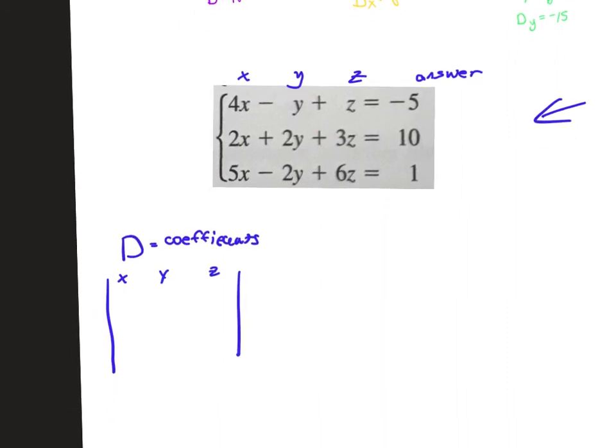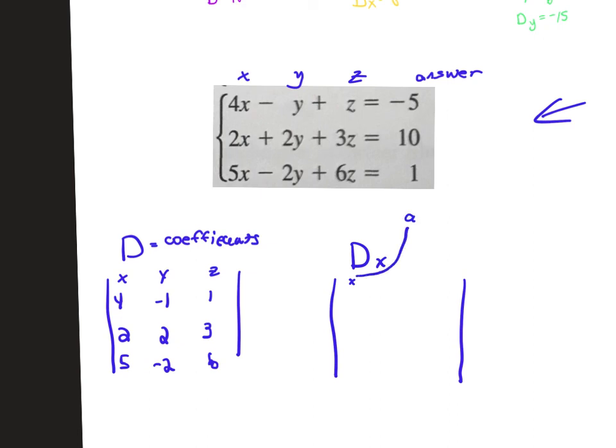My coefficients for X are 4, 2, and 5. My coefficients for Y are negative 1, 2, negative 2. And then my coefficients of z are 1, 3, and 6. All right? You would then recopy the first two columns, figure everything out. But this is what your coefficient determinant would be, just the coefficients. So now if I was going to find d sub x, since I'm looking for x, that's where the answers go.